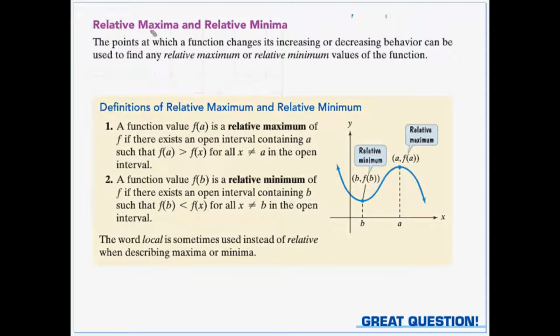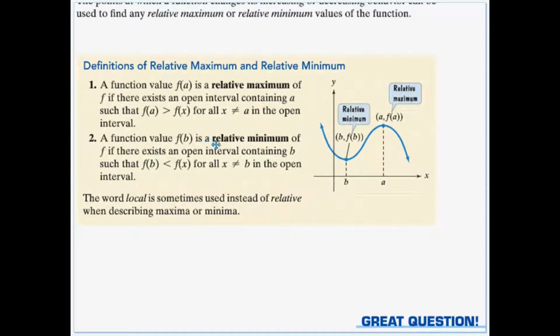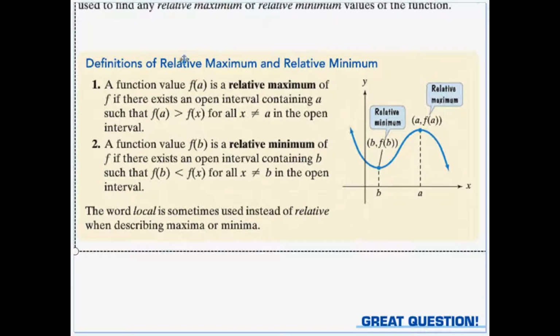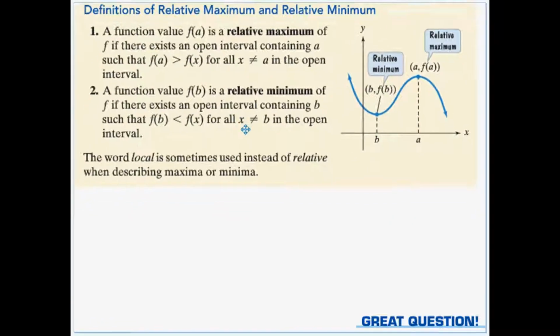Up next, mins and maxes, relative mins and maxes. These are just the hills and the valleys on the graph. And the book says the point at which a function changes from increasing to decreasing or decreasing back to increasing, that behavior can be used to find the relative minimums and relative maximums of a function. So here's our confusing official mathematics definitions. 1, a function value f of a is a maximum of f if there exists an open interval containing point a such that f of a is greater than f of x for all x's not equal to a in that interval.